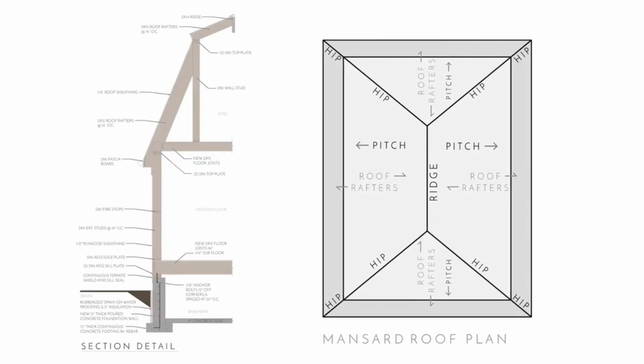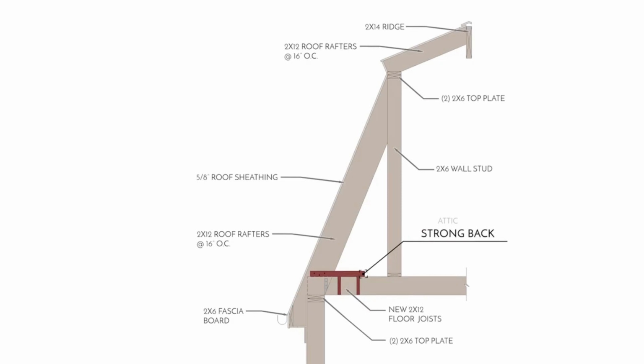The section detail for the mansard roof is very much like the gambrel roof, but remember the strong backs in the hip roof that attach from the roof rafters to the ceiling joists? The same idea runs here, because there's going to be a point where the rafters do not run the same way as the ceiling joists, and that's where the strong backs are implemented.